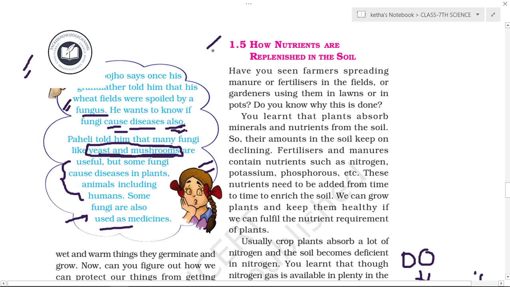Next class we will be discussing how nutrients are replenished in the soil.